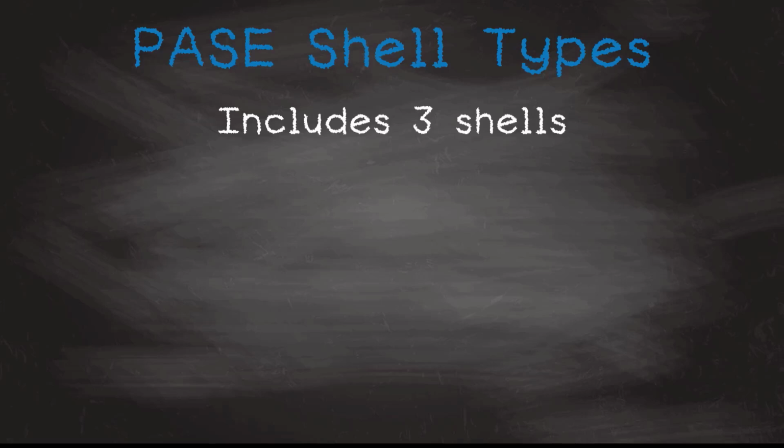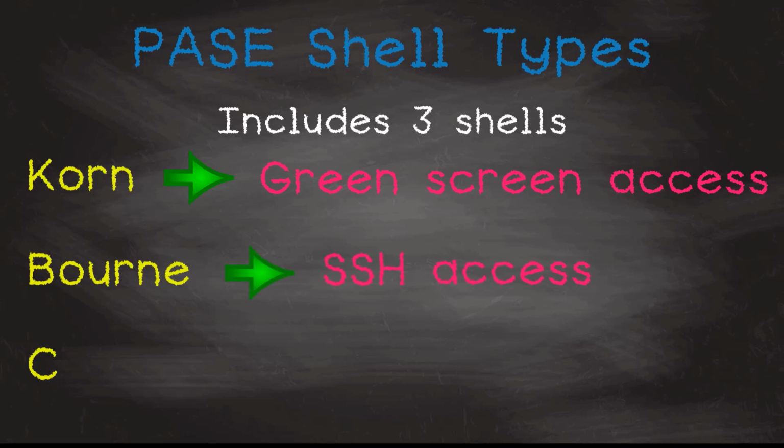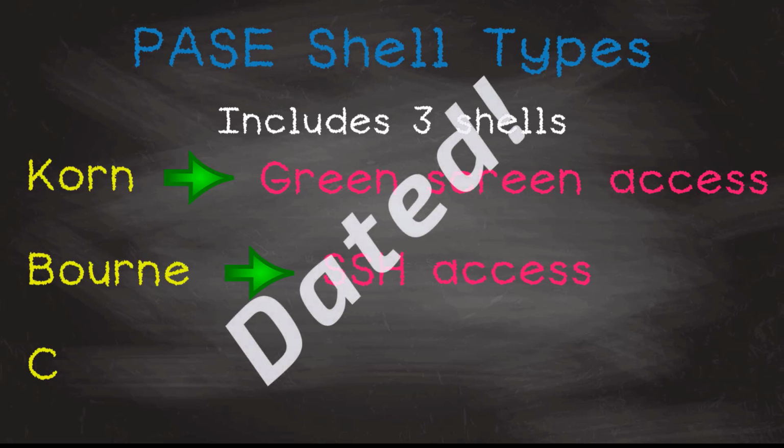Now we've got that out of the way, PASE includes 3 shells for us to use. They are Korn, Bourne and C shells. The default is the Korn shell if connected from a green screen, QP2TERM or STRQSH. And it's the Bourne shell if you connect to the IFS via an SSH session. To be honest, both shells are quite dated and there is better around. Having said these are dated, what else do we have?